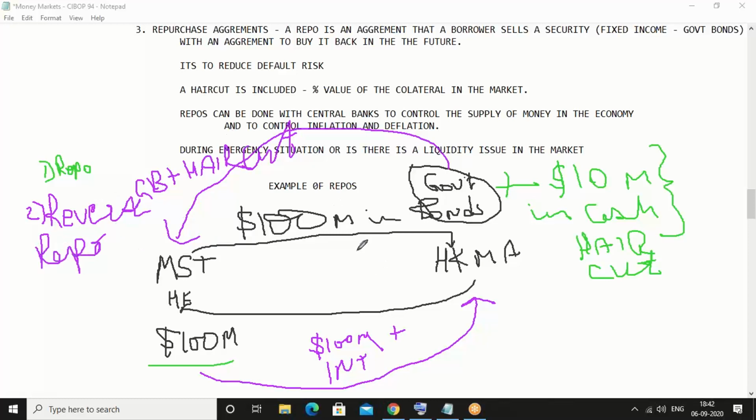Okay, so at the end of the day, it is a lending and borrowing deal. If I'm borrowing from you, I have to give it back to you. So I will give you your $100 million plus interest, and you have to give me back my government bonds and haircut. Okay. Yes, Piyush, you had a question? Yes. Sir, if haircut is getting transferred again, then what is the purpose of giving haircut in the first go?